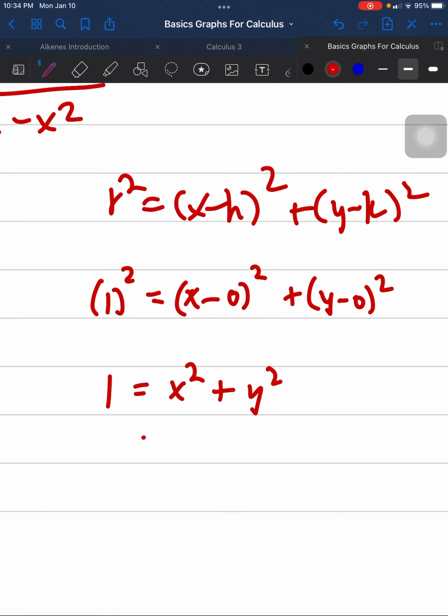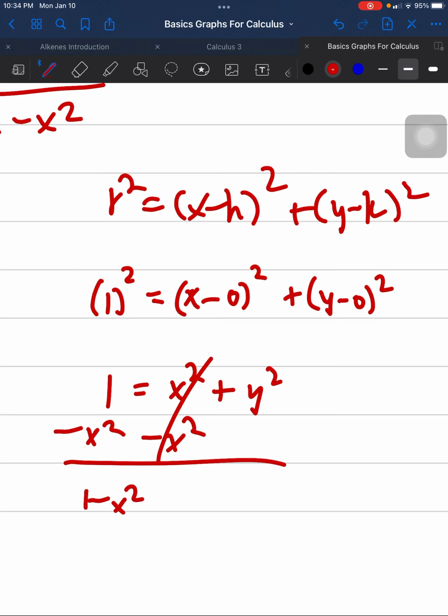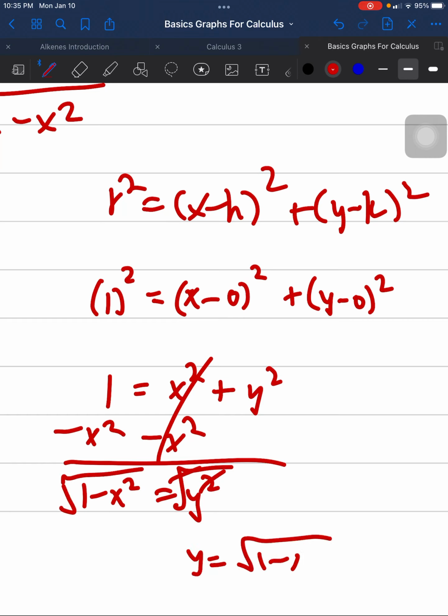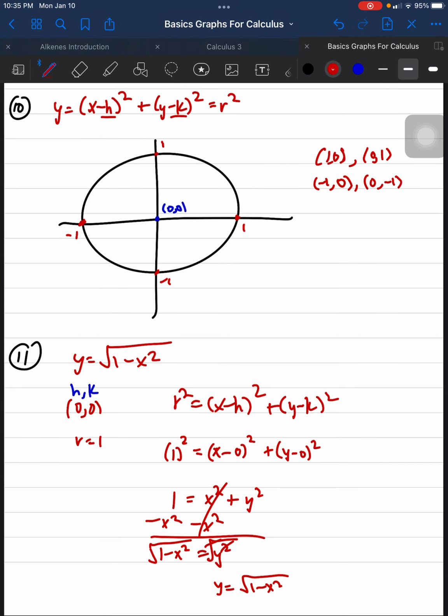The first step would be subtracting x squared. We get y squared equals 1 minus x squared. And we take the square root to cancel out the square with the y. And we get y is equal to the square root of 1 minus x squared. And this is the formula for a semicircle.